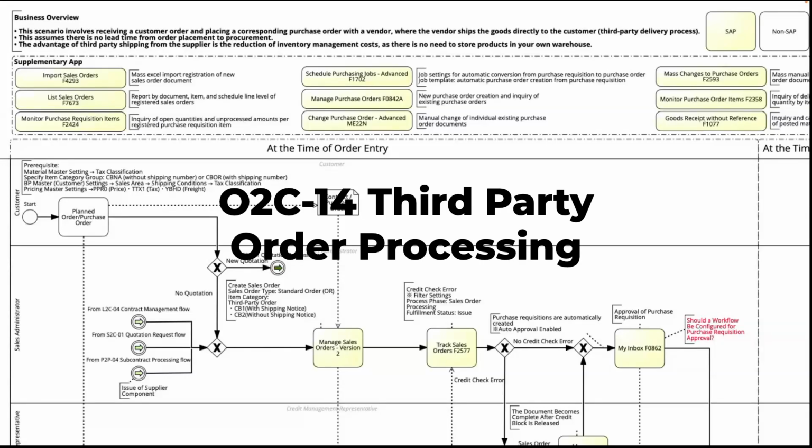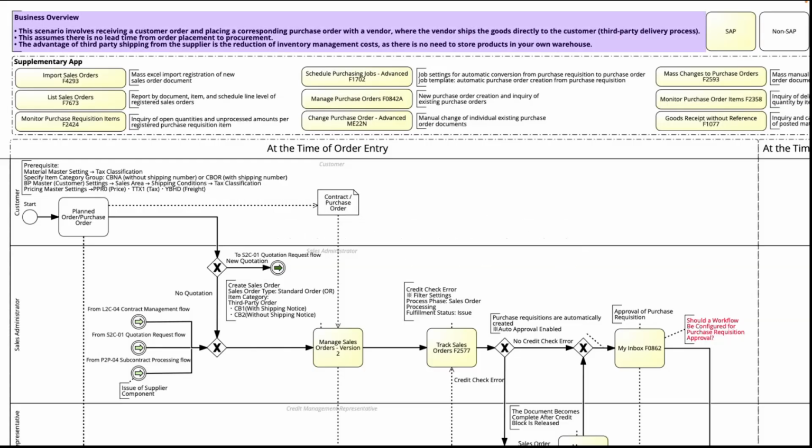In this video, I'll walk you through the O2C-14 third-party order processing workflow. The process begins when we receive a customer order. Instead of fulfilling it from our own warehouse, we create a corresponding purchase order with a vendor. The vendor then ships the goods directly to the customer. This is known as the third-party delivery process.